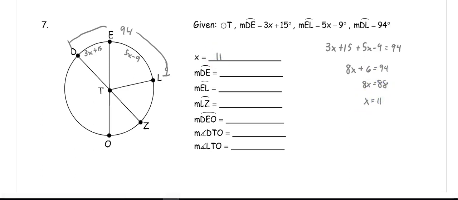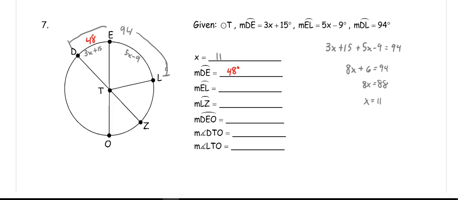Once we know x is 11, we can substitute in. So we know that DE is going to be 3 times 11 plus 15, which is 48 degrees.